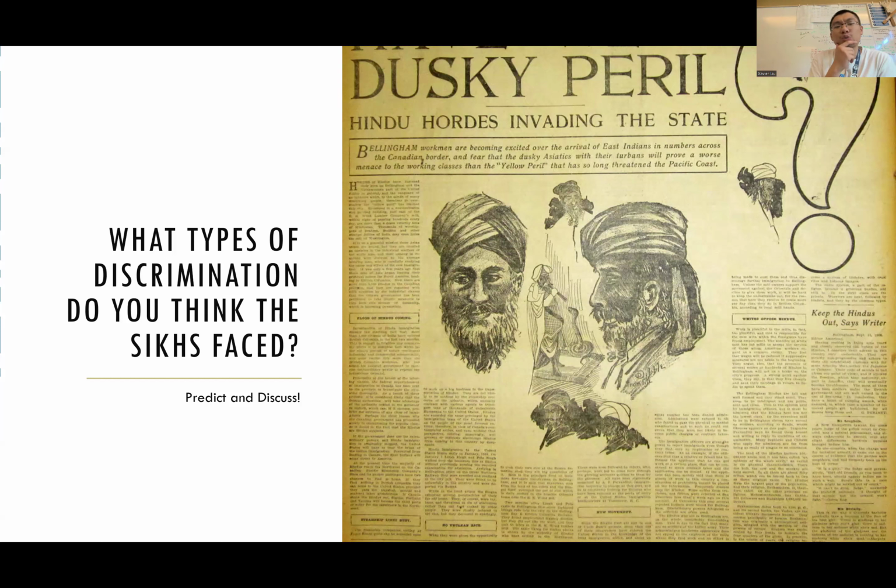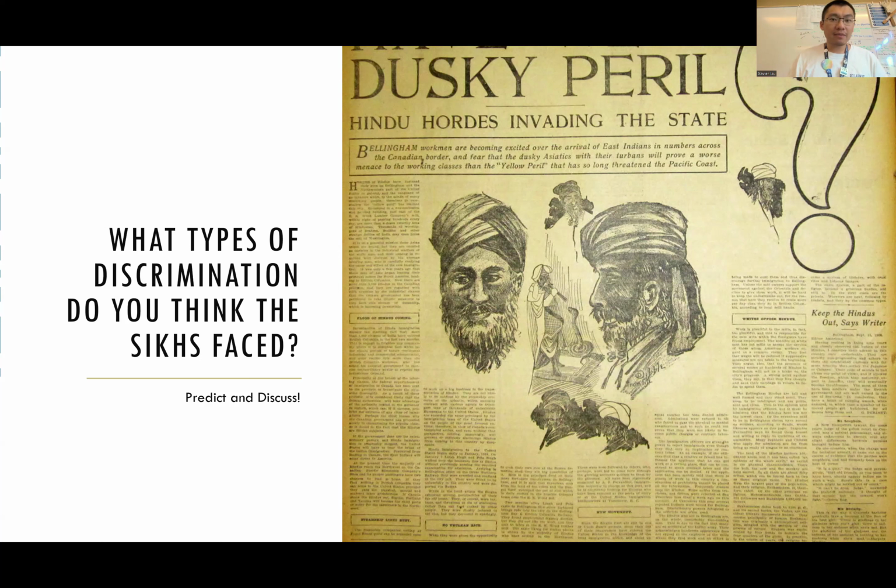But more importantly, I want to draw your attention to a line right under it. It says, quote, Hindu hordes invading the state. Sort of ironic, because these men, they're not Hindu, they're Sikh. That's a totally different religion. Hindus are polytheistic, they believe in many different gods. Sikhs, on the other hand, are monotheistic. Leave it to America to not even get their racism correct, right?